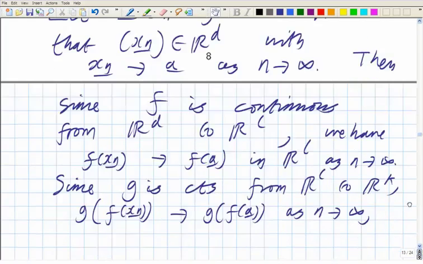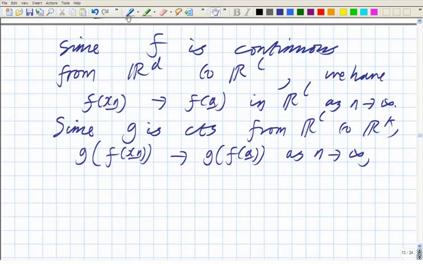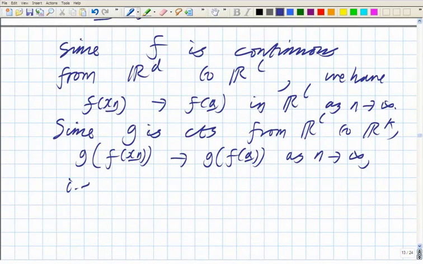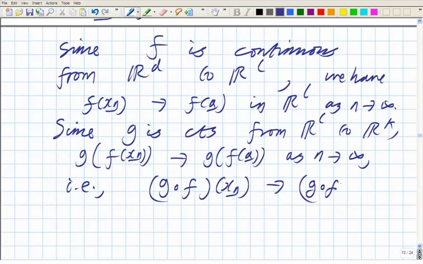I'll put that back in terms of the composite functions. In other words, g composed with f of x_n tends to g composed with f of a as n tends to infinity. But that's true for every sequence x_n converging to a point a in R^d. So that shows that g composed with f is continuous.